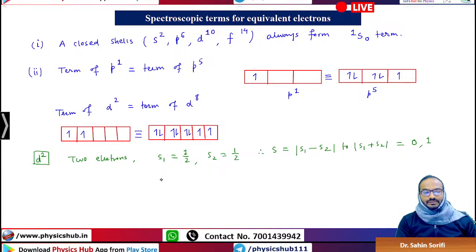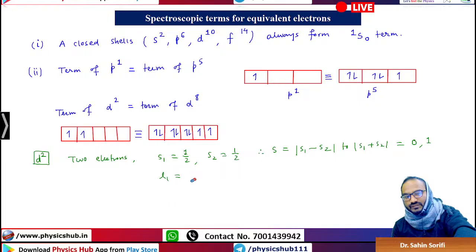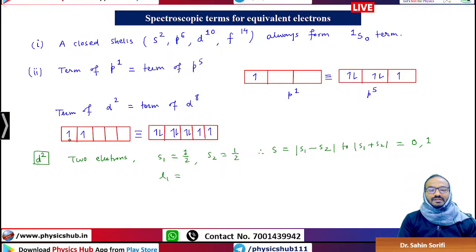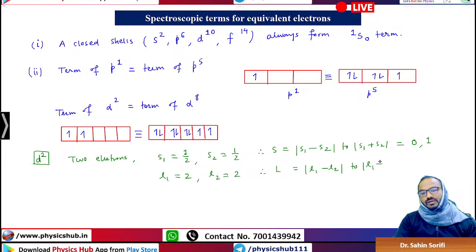Now L1. For d2, L1 is equal to 2 (s, p, d: 0, 1, 2). For this electron also it is the same, because for electrons of this kind the n and l values will be the same. So what will be L? L1 minus L2 to L1 plus L2. So 0, 1, 2, 3, 4.